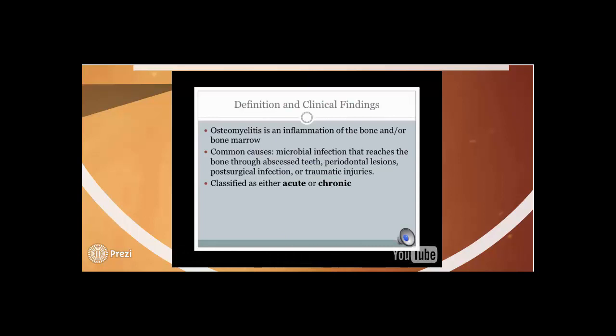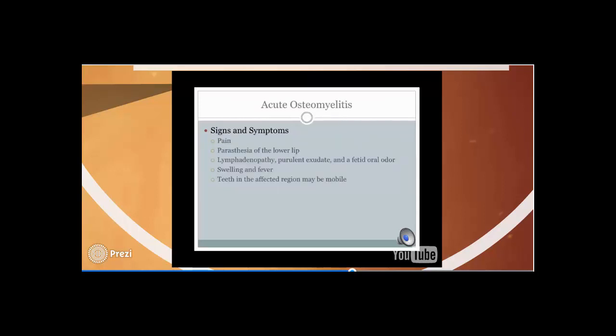Osteomyelitis is an inflammation of the bone and/or bone marrow. The most common causes are by microbial infection that reaches the bone through abscessed teeth, periodontal lesions, post-surgical infection, or traumatic injuries. Osteomyelitis can be classified as either acute or chronic based on the differences in the host response and the causative agent. Signs and symptoms for acute osteomyelitis include pain, paresthesia of the lower lip, lymphadenopathy, purulent exudate, and a fetid oral odor. Swelling and fever can also occur.